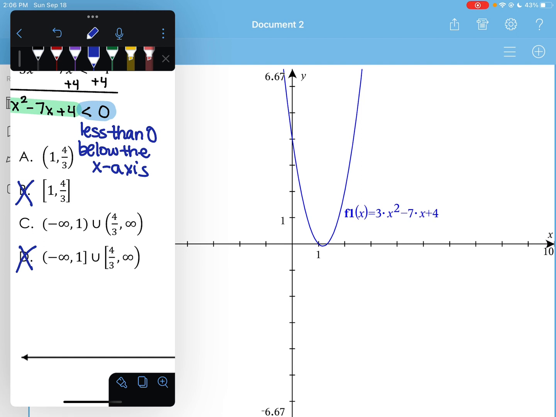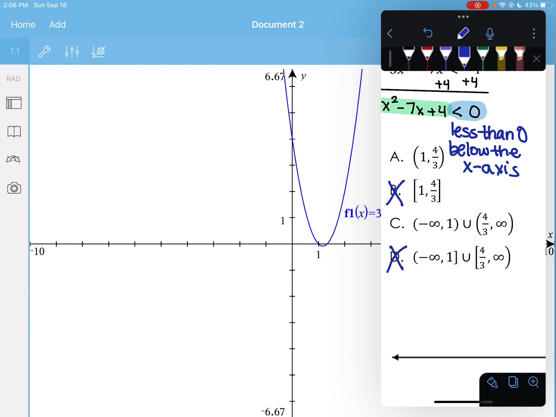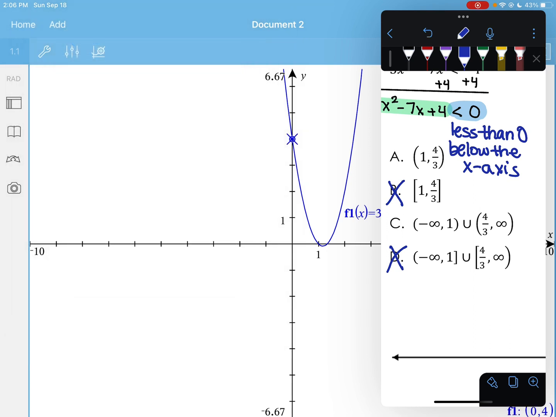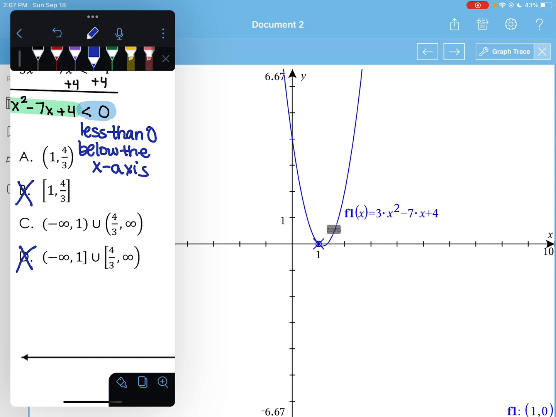I need to know the zeros so I know where it's below the x-axis. So we're going to hit menu 5, 1. Menu, trace, graph trace. So I get my first 0 at 1, 0. I get my second 0 at 1.33. Now I see I have 4/3, so I'm assuming 4/3 is 1.33.